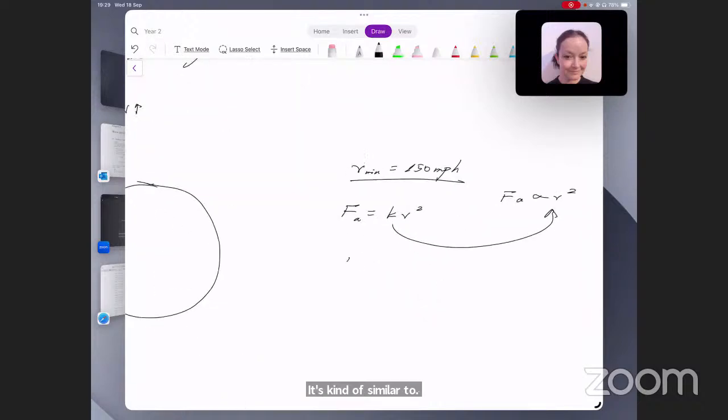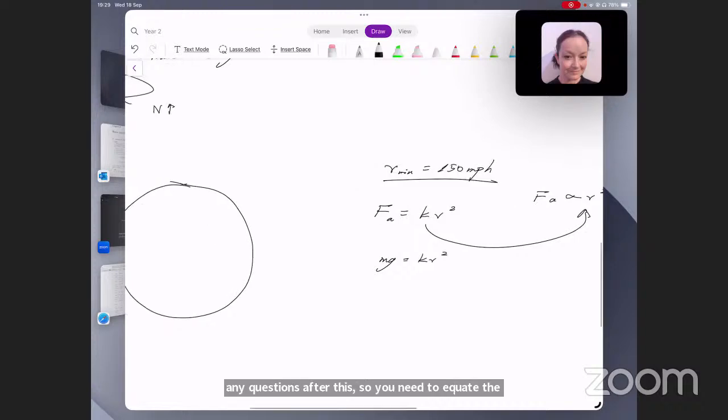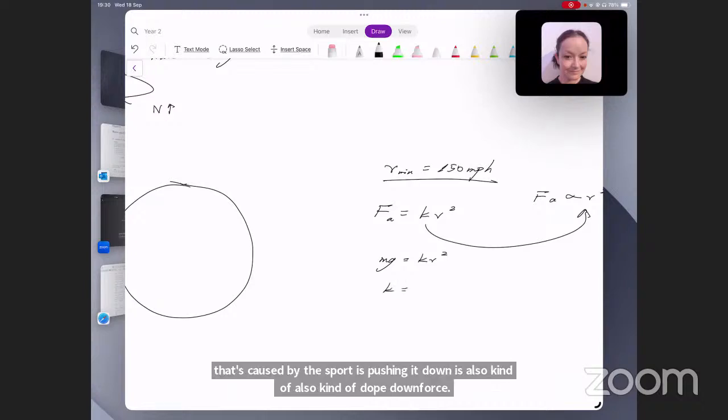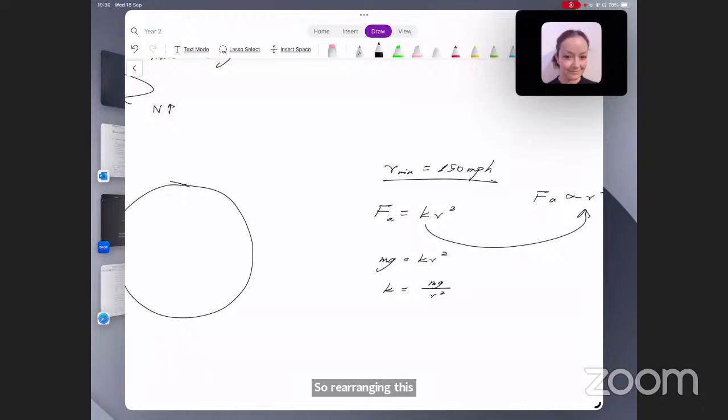I can explain this in a Q&A if you have any questions after this. So you need to equate the weight force downwards to the air resistance that's pushing it down. And it doesn't hurt that the air caused by the swirl pushing it down is also kind of downforce. So rearranging this equation, you get K is equal to mg over v squared, and sub in the values to get your K, and that should answer your question.